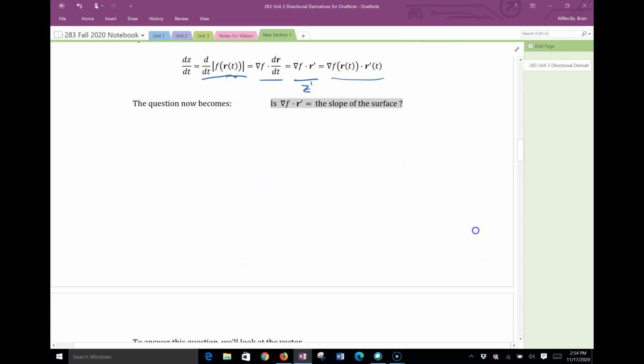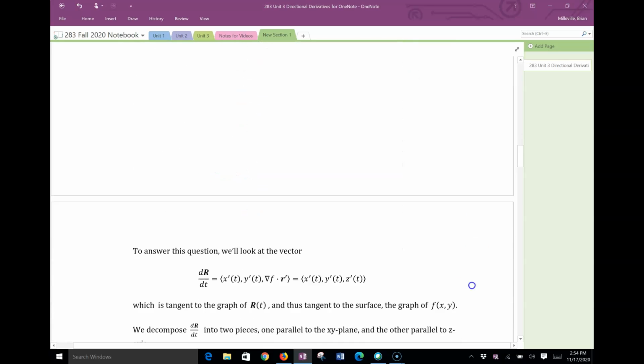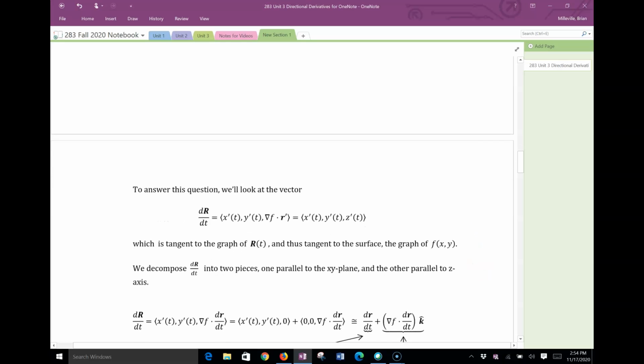Okay, so to do that, we're going to look at the derivative of the vector valued function capital R. Remember, capital R of t was the three-space curve x of t, y of t, and then the third component was z of t, which was f of r of t, what we get by taking the function and restricting it to that curve. We're calling that simultaneously z of t.